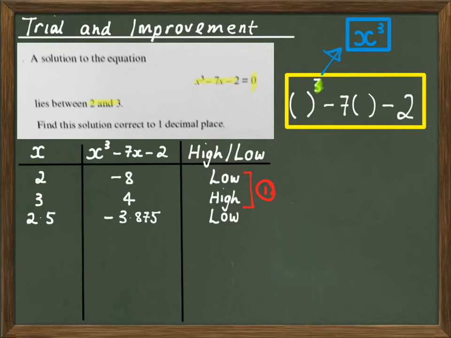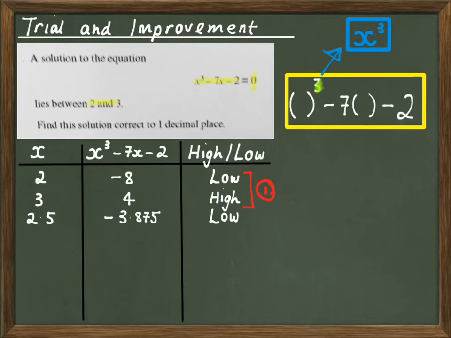Just a little hint, if when you type in 2.5 to that equation, you get a fraction as your answer, you need to press the little S to D button on your calculator. Right, so 2.5 is too low. We want to get closer to 0.